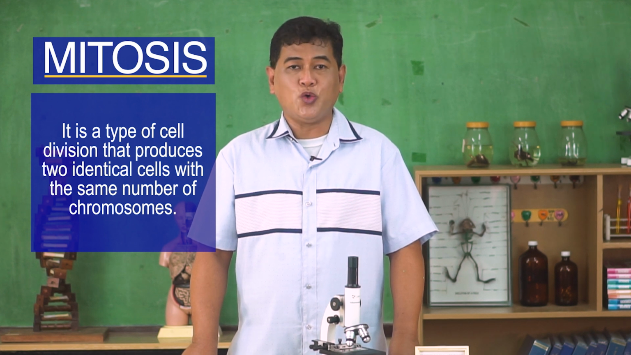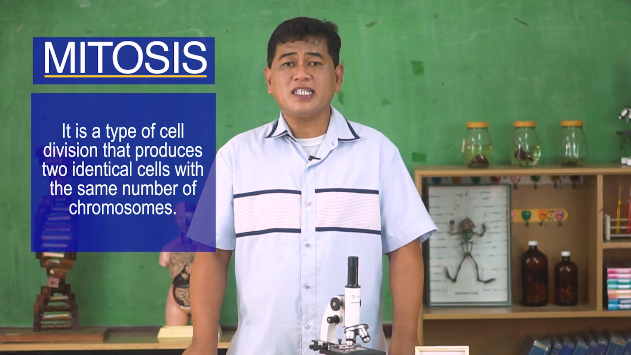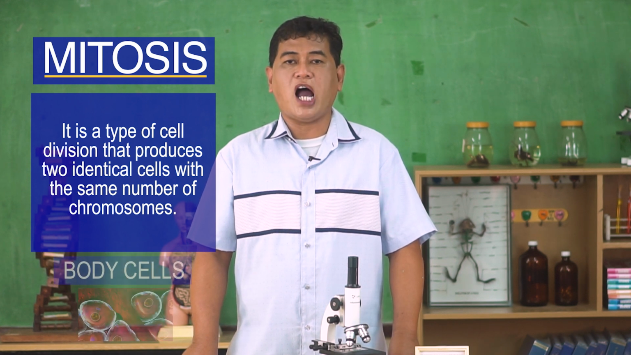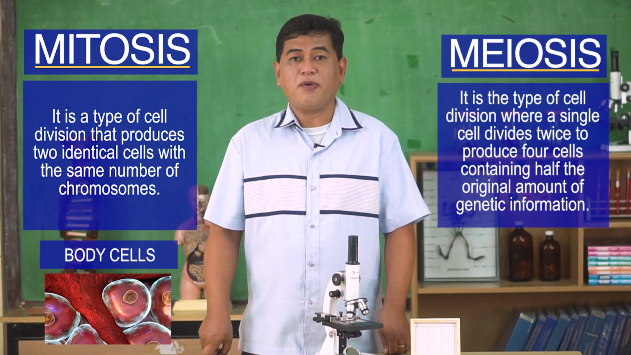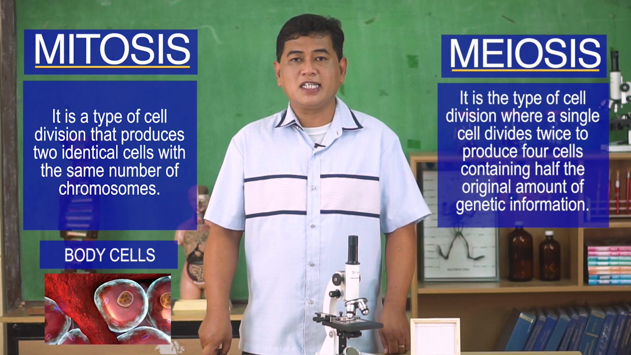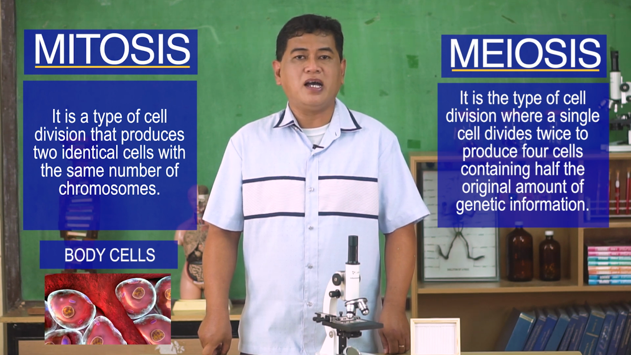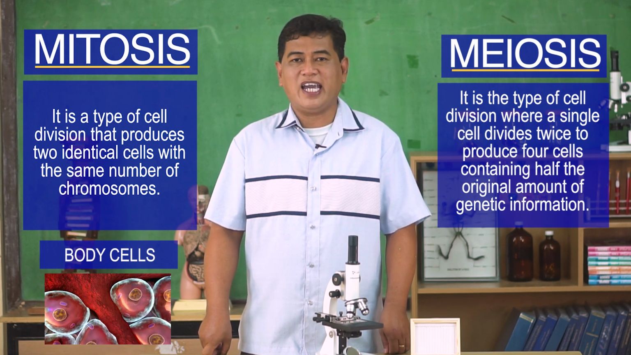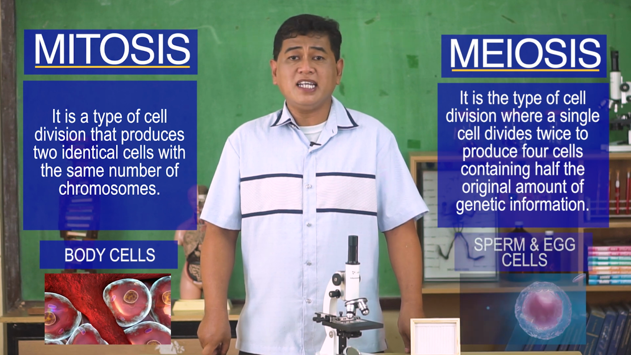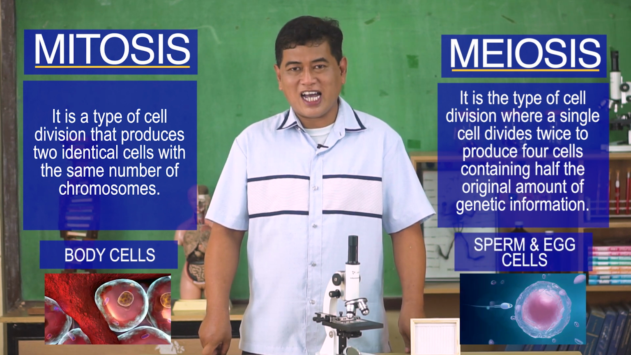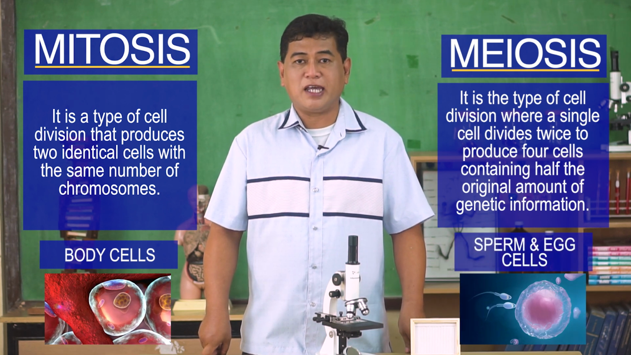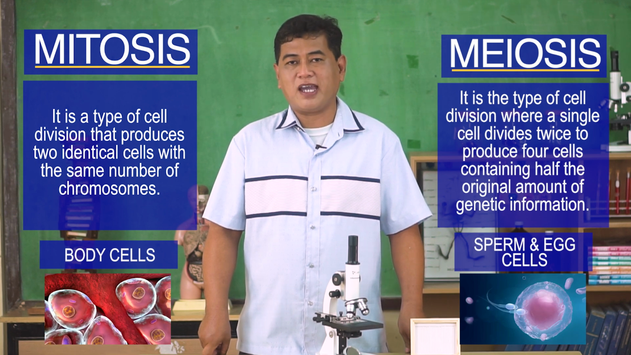Mitosis is a type of cell division that produces two identical cells with the same number of chromosomes. This type of cell division happens in our body cells. Meanwhile, meiosis is the type of cell division where a single cell divides twice to produce four cells containing half the original amount of genetic information. These cells are the reproductive cells, sperm in males, eggs in females.